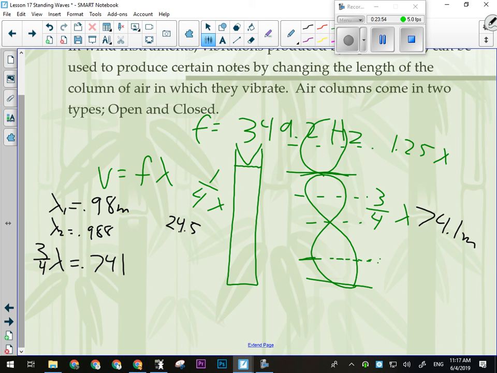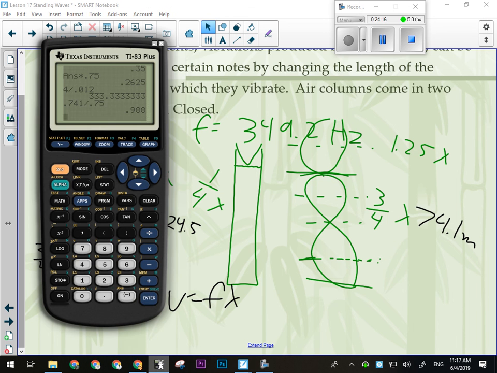We've got two trials that way. 0.984, yeah. So we're going to say our wavelength is 0.984 meters. The frequency I used is 349.2 hertz. So if I want to find v equals f times lambda, I take my frequency and multiply it by my wavelength. So 0.984 times 349.2. That's telling me that the speed of sound in this room is 343 meters per second, which is about what it should be.